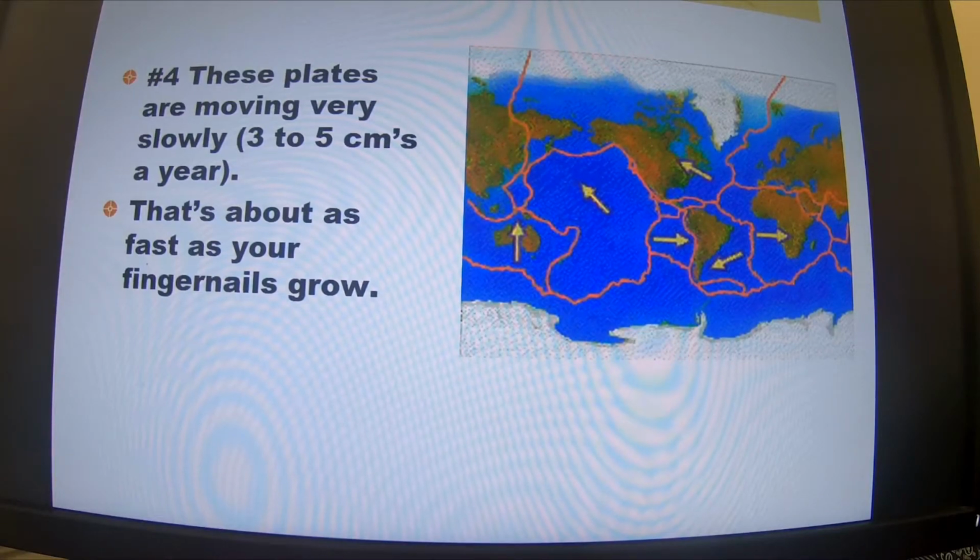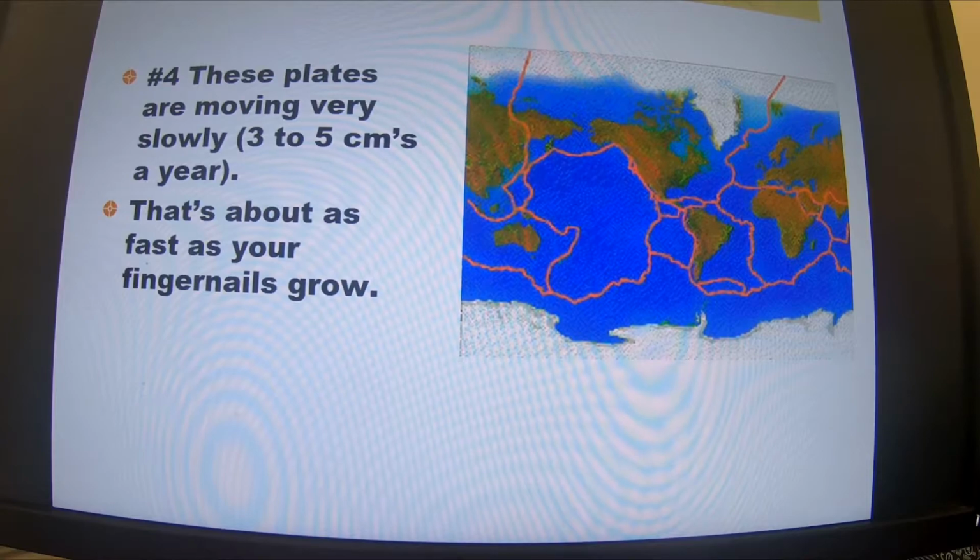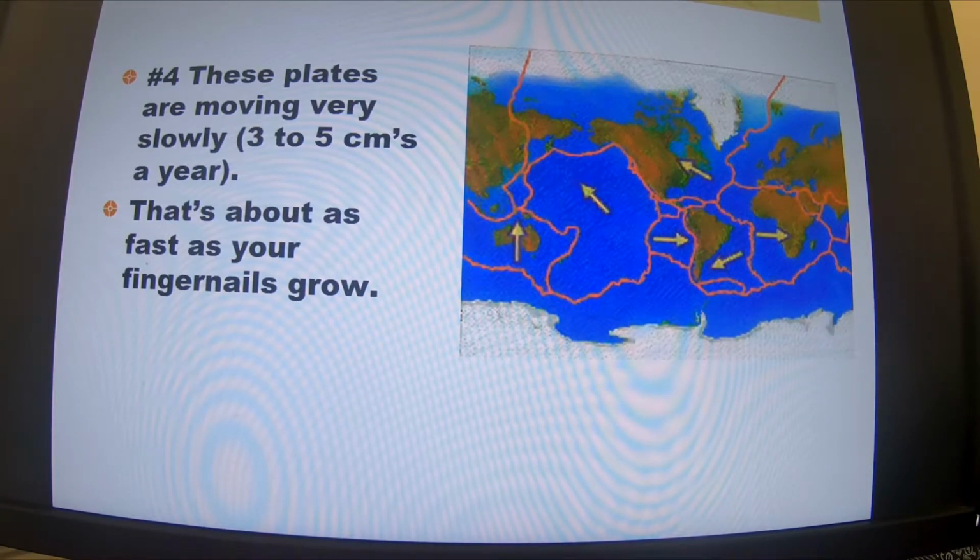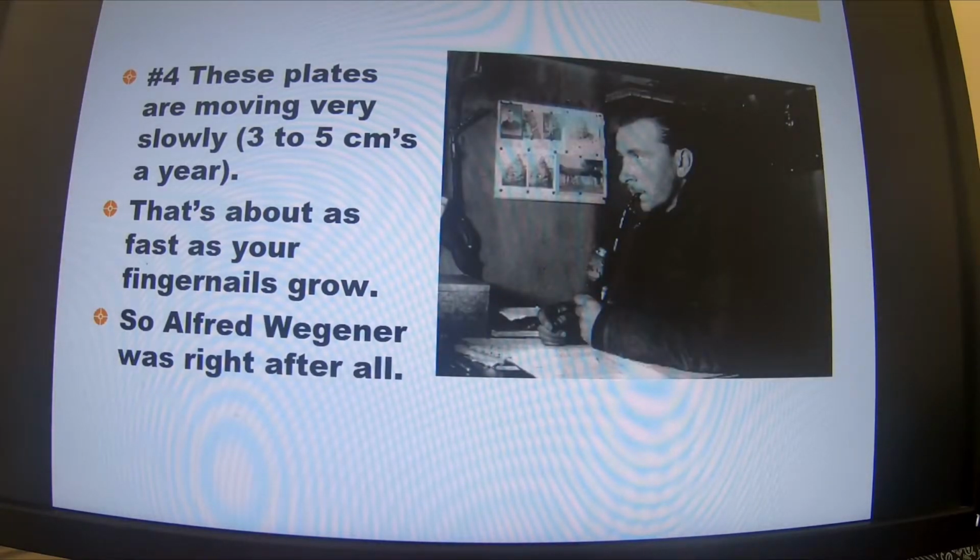But your fingernails should grow about 5 centimeters a year, which is, again, how much the plates move per year. So Alfred Wegener was right all along, as we talked about in our last slide presentation.